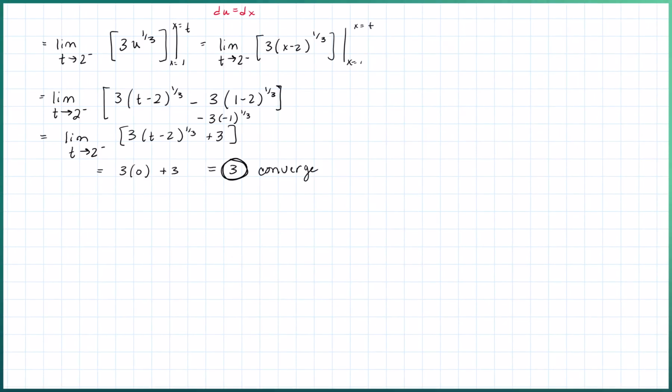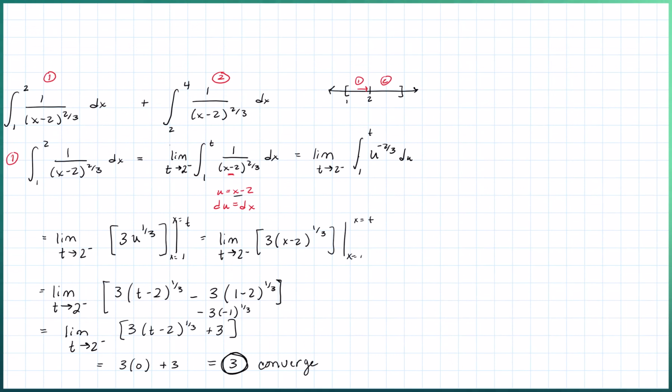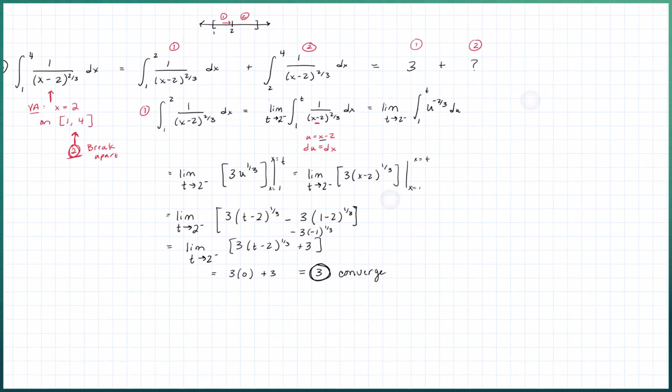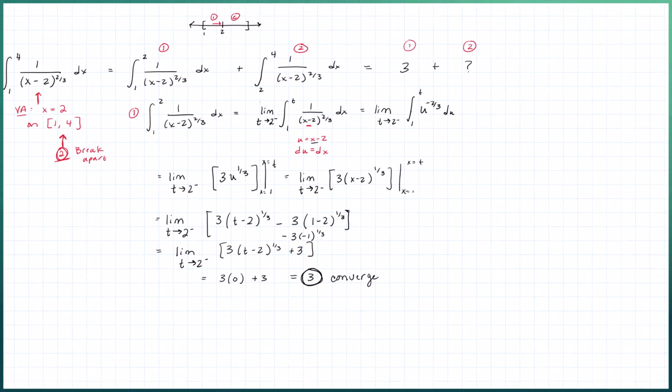I'm going to move my little picture up top right here because we have just figured out that my first integral has a value of 3. So now the question is, what's happening with my second integral? Does that have a value from 2 to 4? So let's take a look at the second one, down below. So what's happening at 2?